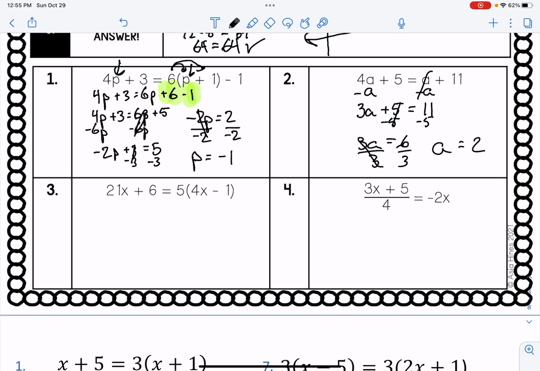So if I plug 2 back in for a, let's do the check here. This will be an easy one. There's not too much going on. 4 times 2 plus 5, is that equal to 2 plus 11? 4 times 2 is 8.